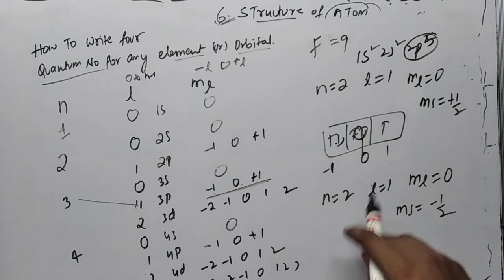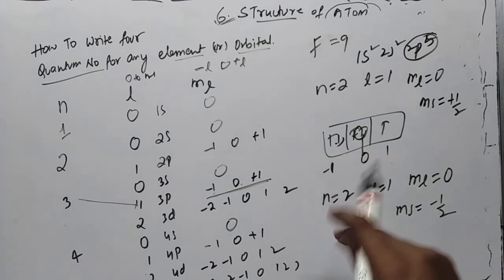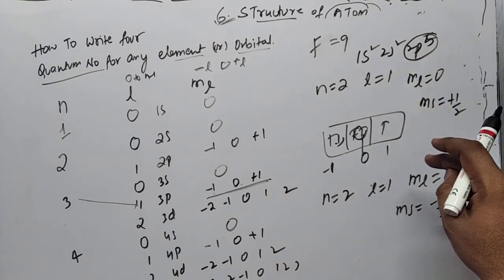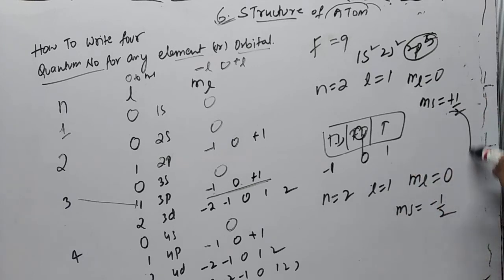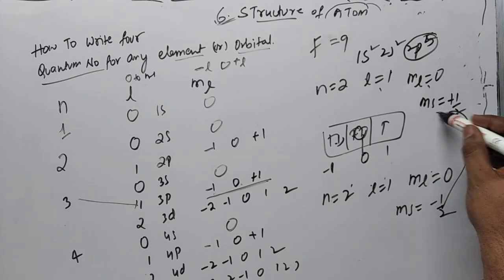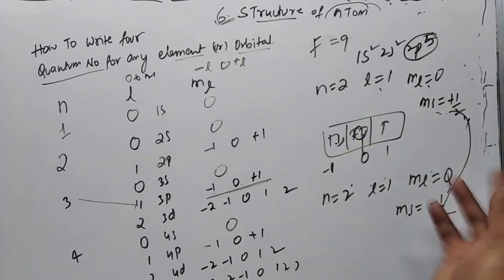See here, you can also see the Pauli exclusion rule. As per the Pauli exclusion rule, two electrons cannot have the same 4 quantum numbers. At least they will differ in spin. So look here, n value is 2, L value is 1, ml value is also 0, but the ms values are different. Okay, this is the Pauli exclusion rule.